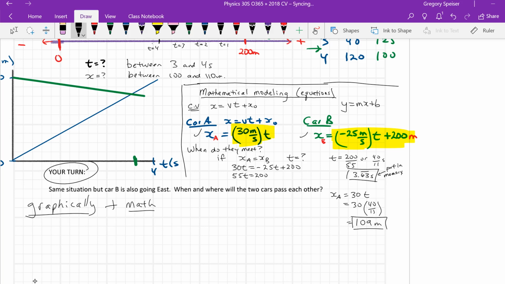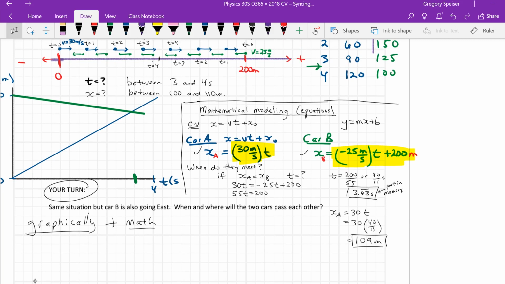Just to give you what I mean by car B is also going east, if I draw a picture here, here's car A, and here's car B. So this one is going 30 meters per second, and this one is going 25 meters per second. So it's going to take a while, but A will meet up with B because it's going faster. Okay, so I'd like you to hit pause now, give it a shot, and then when you're all ready, come back and I'll show you my solution.